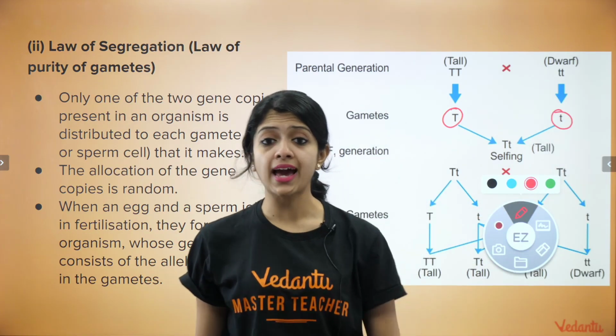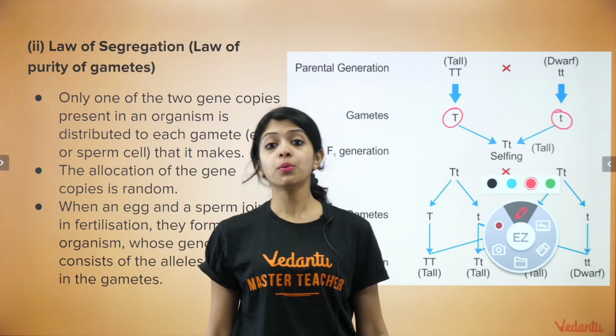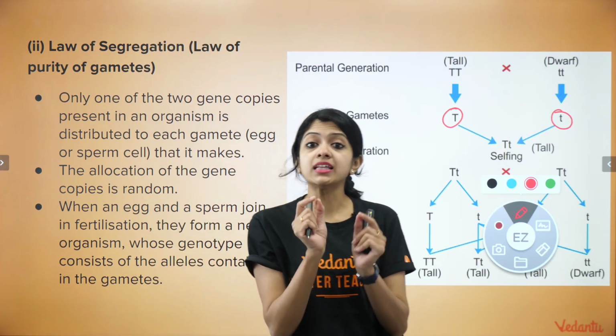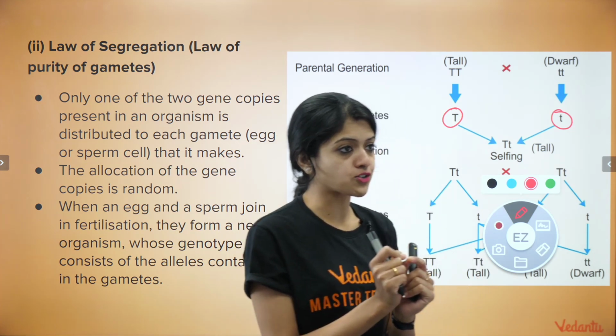But what if it was a dihybrid cross? How would you write the gametes for a dihybrid cross? You would write one allele from each gene. Okay?